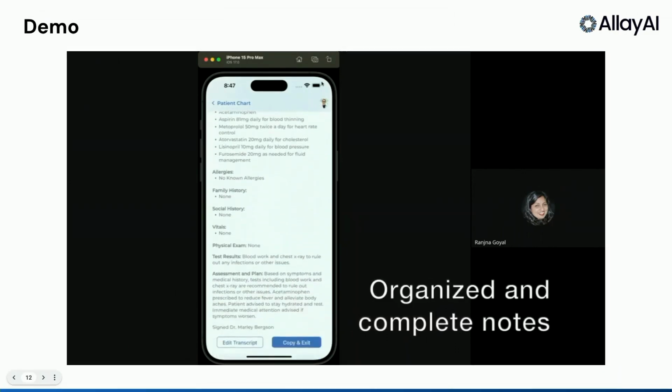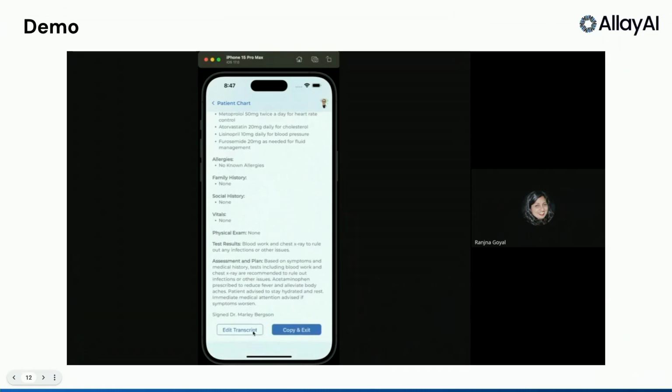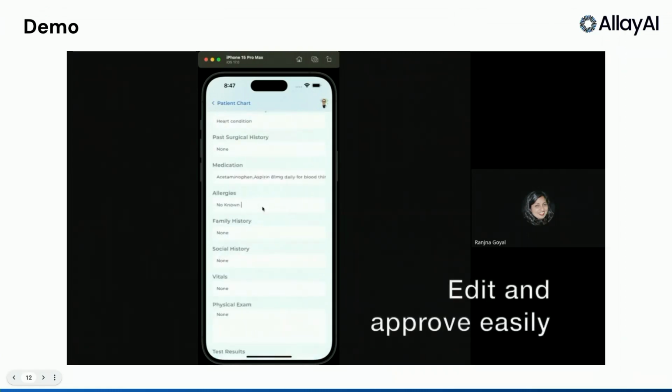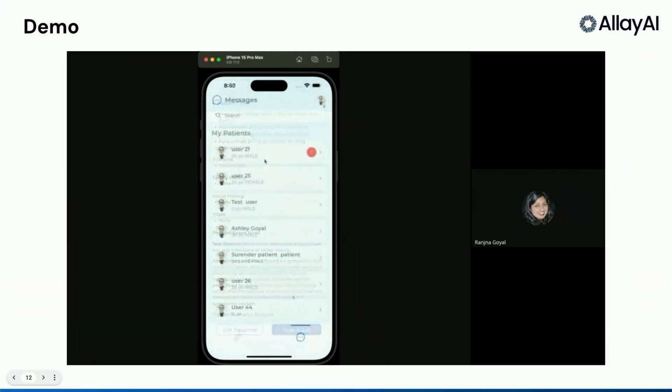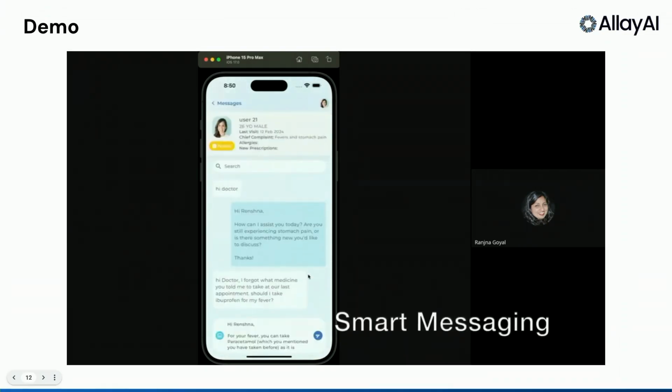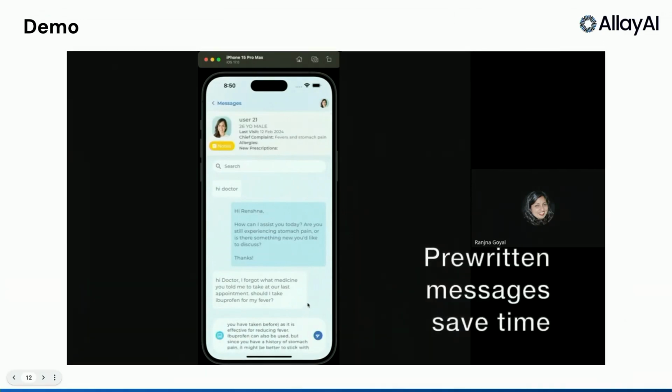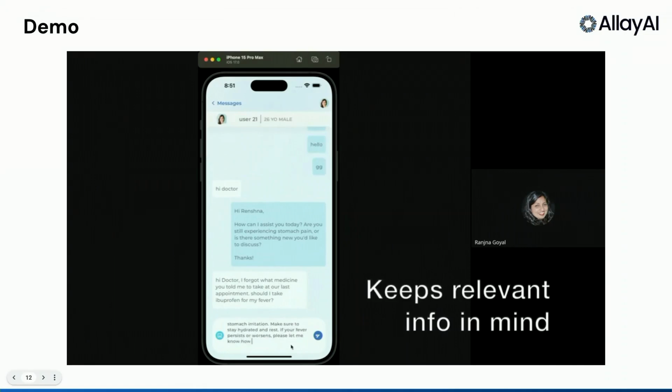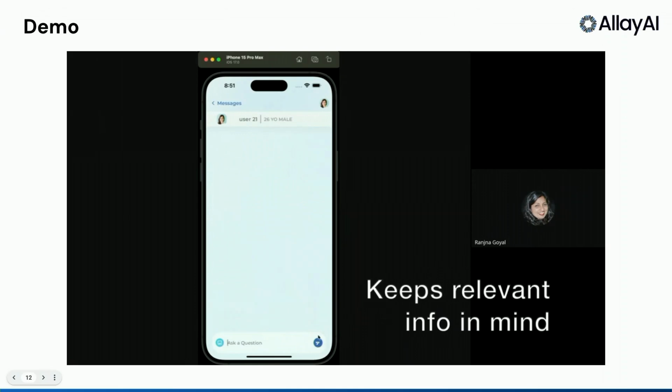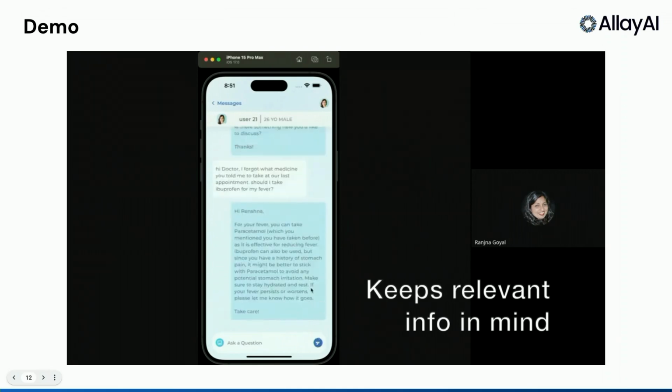So I'm not sure if you guys can see this, but this is the organized note that would come after the conversation. The doctor is able to review it and edit anything that they would like. They can also go review it later, and this is an example of the messaging where it creates a message for the doctor based upon the question that the patient asks, and they can just review it. They can edit anything they would like, and then they can send it. And that is able to save them a lot of time in the long run.